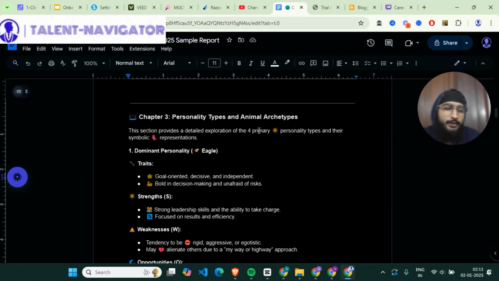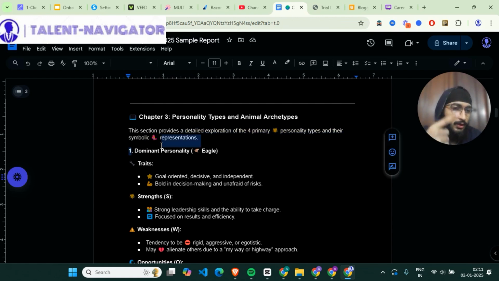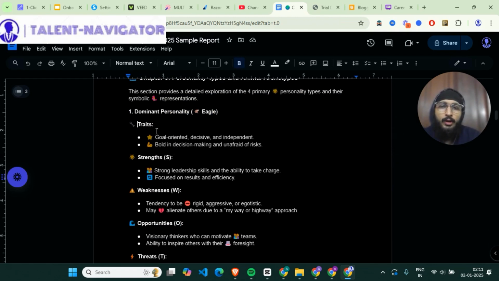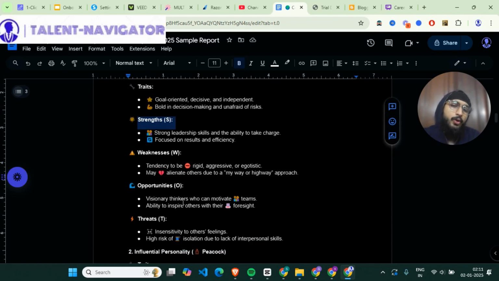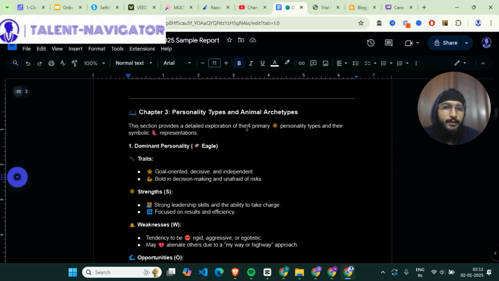This section is basically going to be discussing the 4 primary personality types that we have already discussed in our previous video, so do check that out. The 4 primary archetypes are eagle, peacock, owl, and dove. Firstly, we'll be discussing the eagle, which is the dominant personality type. We'll be doing SWOT analysis on them. SWOT analysis is basically discussing 4 different parameters of each personality type: S standing for strengths, W for weaknesses, O for opportunities, and T for threats. We'll do SWOT analysis for all the different archetypes.